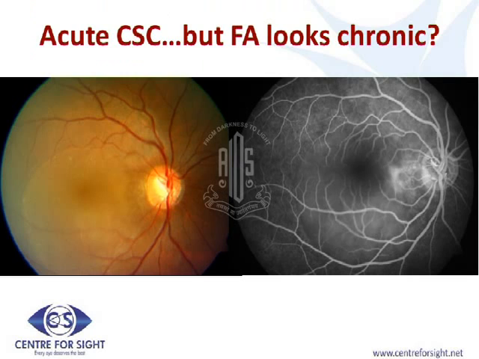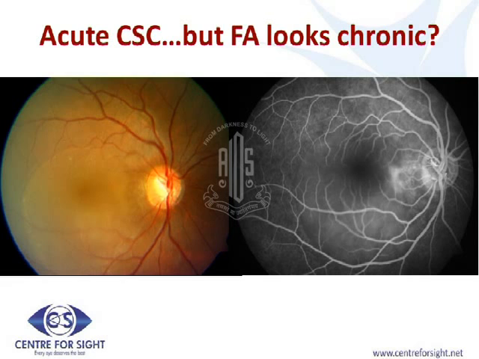Now this is a flip side of this picture. You have a picture which looks like an acute CSC. Again, angiography shows something very unusual. You see some kind of fuzzy leak or ooze and you're not able to make up your mind. Now look at the disc. What is the comment on the disc? It looks fairly normal. I'm focusing your attention on it, but you can't see anything abnormal in this.